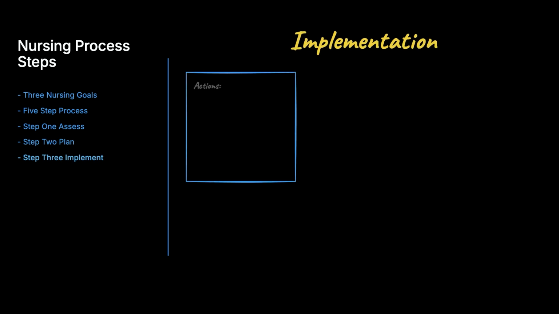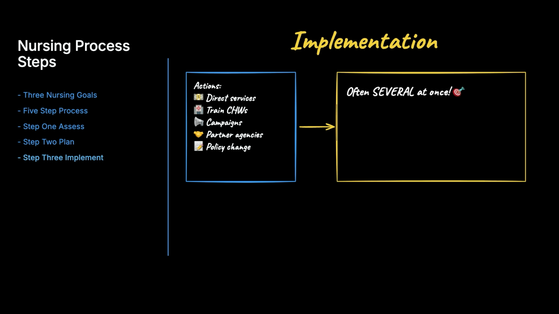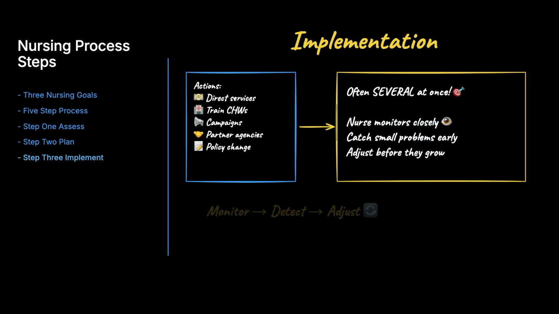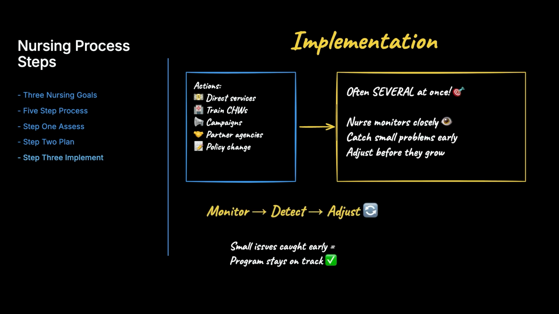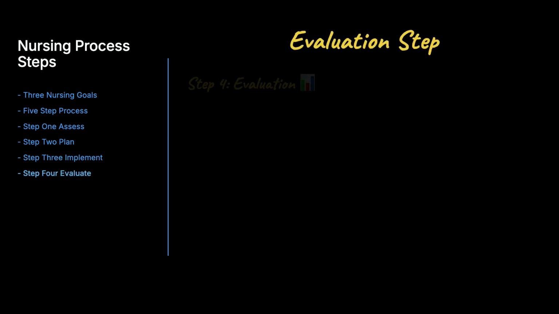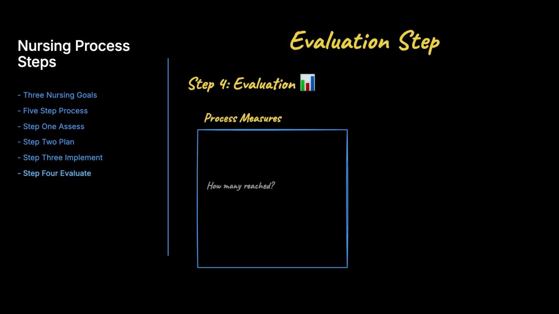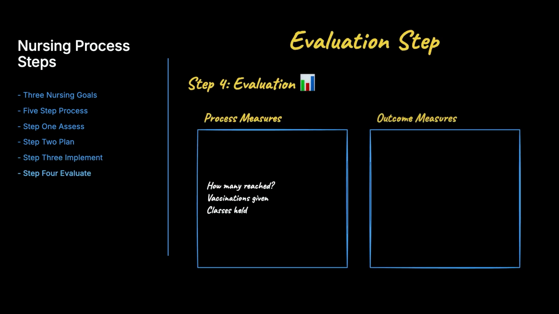Step 3 is implementation, where the plan meets the population. This might mean delivering services directly, training community health workers, launching a campaign, partnering with agencies, or pressing for policy change, often several at once. Throughout, the nurse keeps monitoring closely so small problems are caught early and the program can be adjusted before they grow. Step 4 is evaluation, where the nurse asks whether the plan worked.